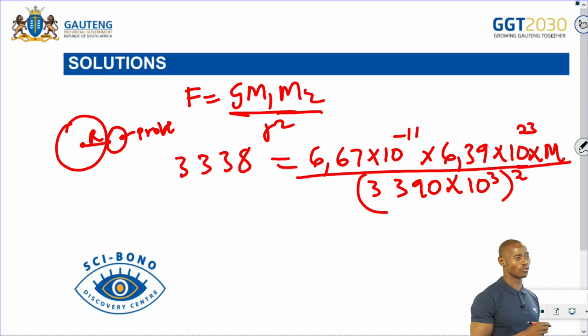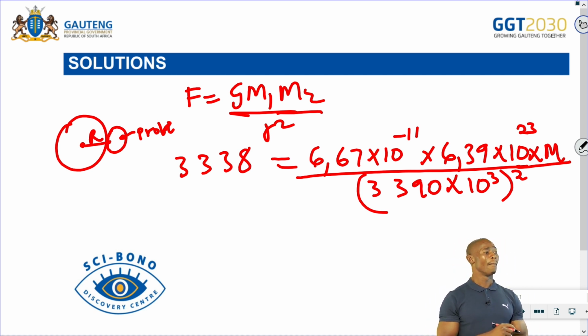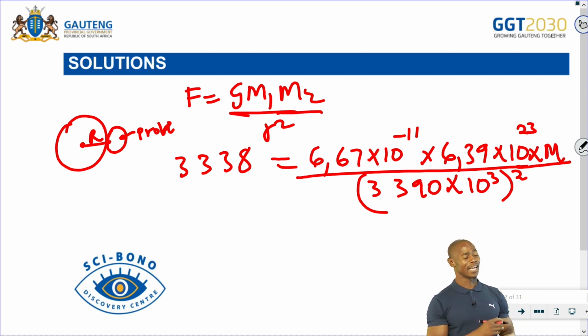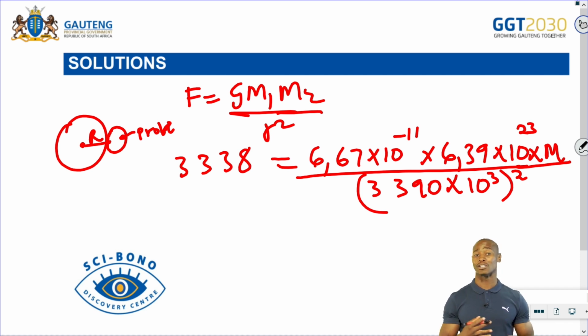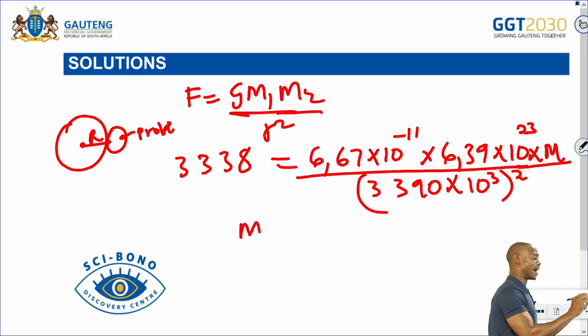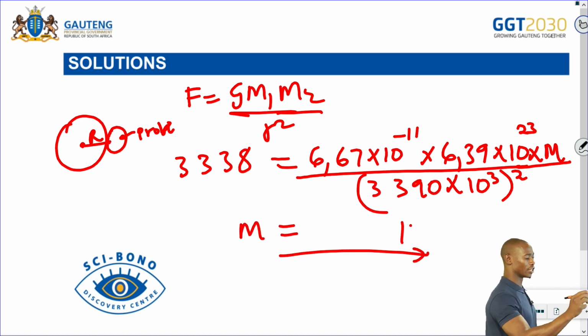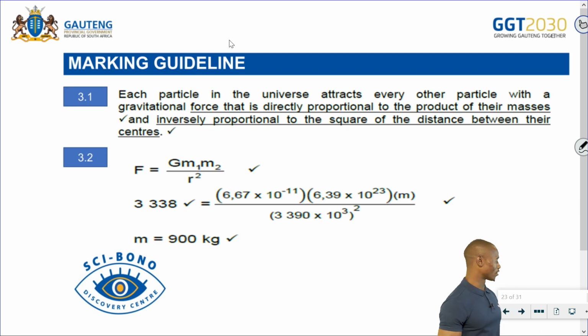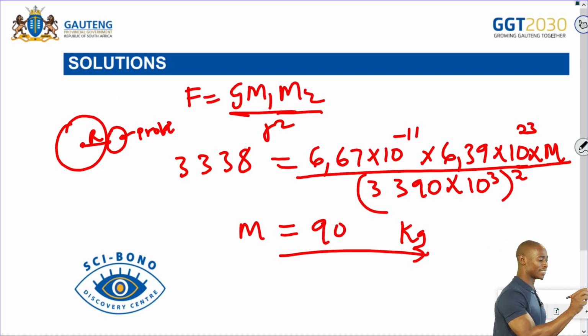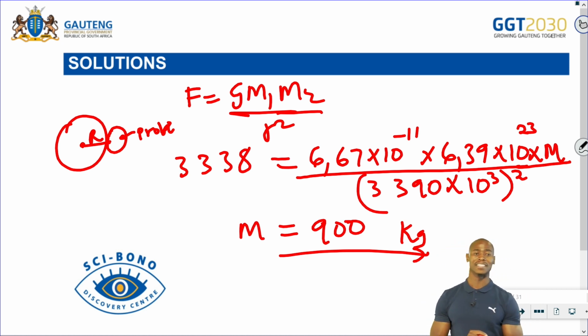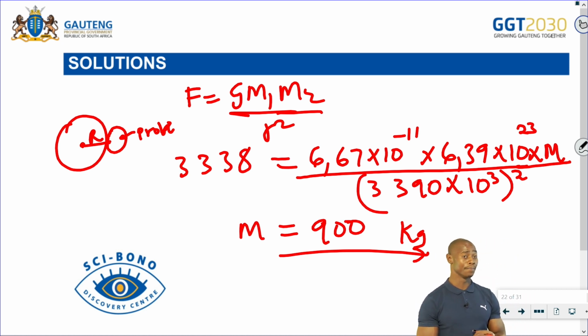I forgot to put the mass of the probe there. So it's 6.67 times 10 to the power negative 11, multiplied by the mass of planet Mars, and then times the mass of the probe, and then divided by the distance between their centers, which is 3,390 times 10 to the power 3, converting kilometers to meters, all squared. Then we will get the mass of the probe in kilograms. Use your calculator to get it, and the mass of the probe is 900. So the answer we're expecting here is 900.